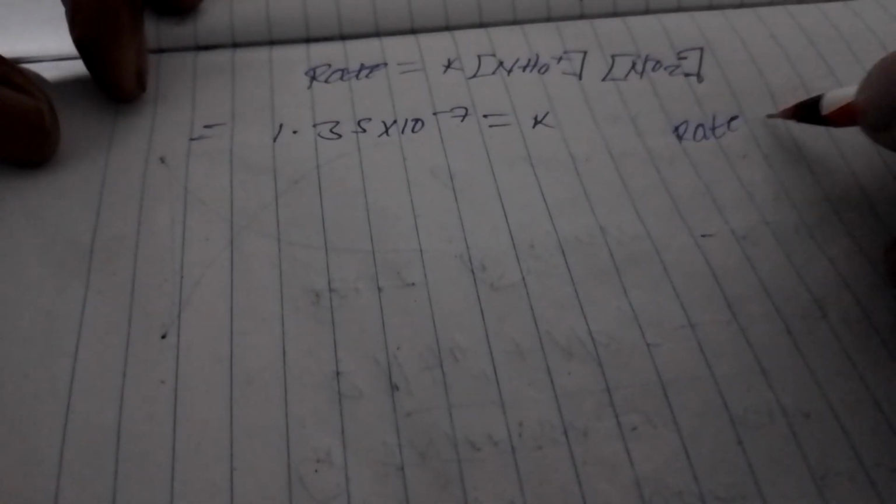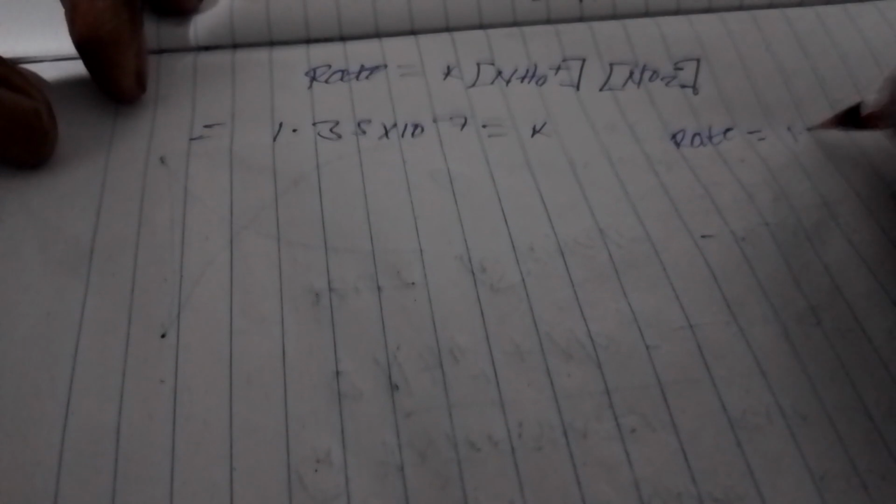So the rate, we have 1.35 times 10 exponential 7. Then what about the rate constant? That's the one that you're calculating. Now, what about ammonium? Notice a positive charge, with a valence of 1. So for ammonium, we have 0.100 molar, as in the concentration of ammonium. What about nitrate?